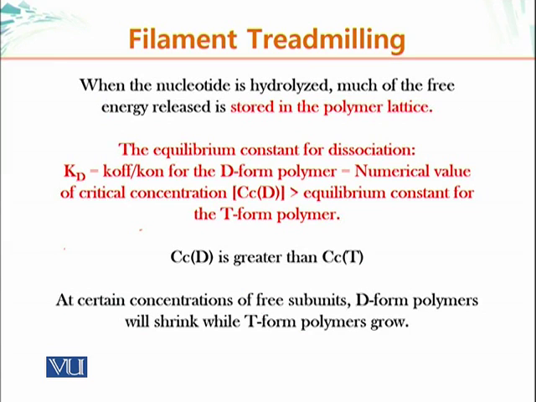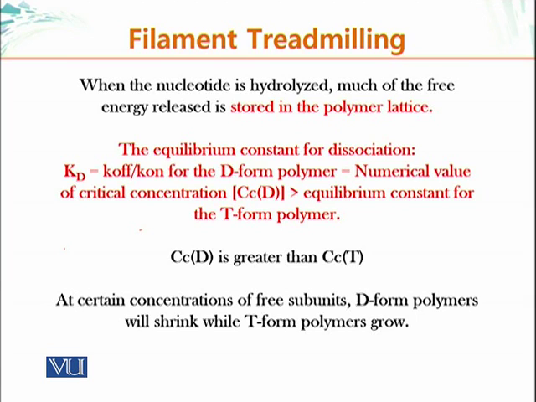When the nucleotide is hydrolyzed, where does the free energy go? We have said that it is a high energy bond. The energy which is released from the hydrolysis is basically stored in the lattice structure of the filament, be it microtubule or actin. The equilibrium constant for dissociation, Kd, we are symbolizing that with Kd equals K off divided by K on. For the D form of the polymer, which is equal to the numerical value of the critical concentration, this concentration is greater than the equilibrium constant for the T form.